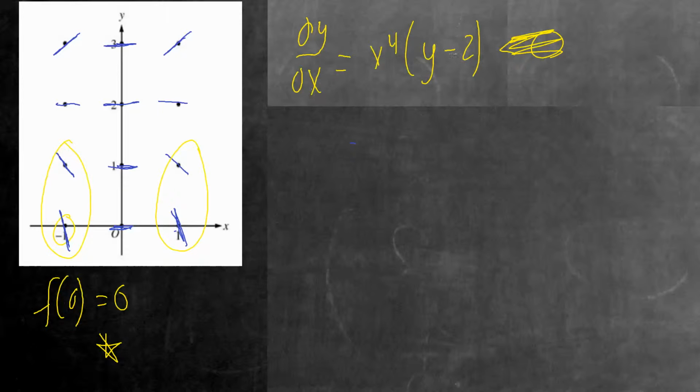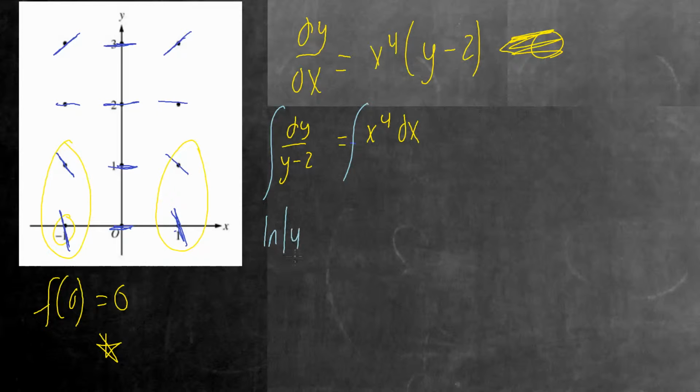So our only option is divide by y minus 2: dy over y minus 2 equals x to the 4th dx. Great. And start integrating. The integral of dy over y minus 2 is going to be our classic natural log of absolute value y minus 2. The integral of x to the fourth is just x to the fifth over 5. And then, of course, our plus c.